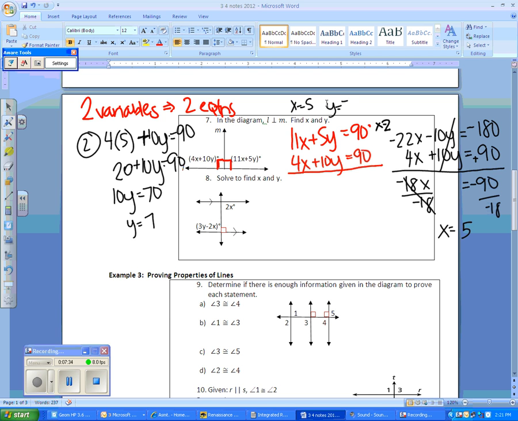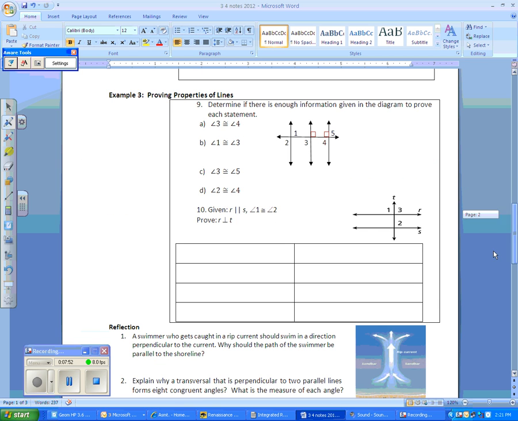Again, just like you did in Algebra 1 last year, if you wanted to check your work, all you would have to do is plug it into both equations, both the x and the y, and if they equal 90 degrees, then you did your answer correctly. All right, so you guys are going to try to do number 8, and I'm going to check that in class. And then the last thing we're going to do in this video, we'll do the proof in class.